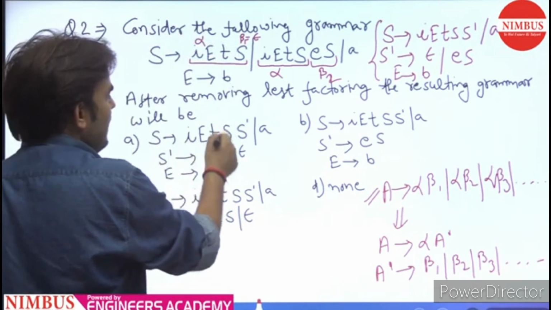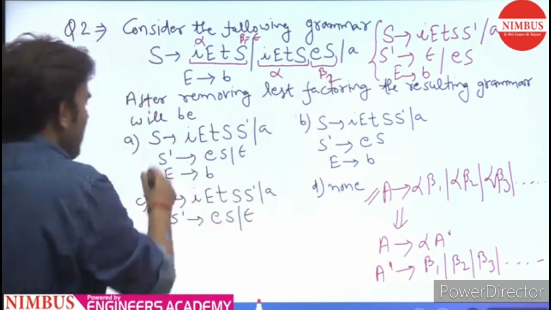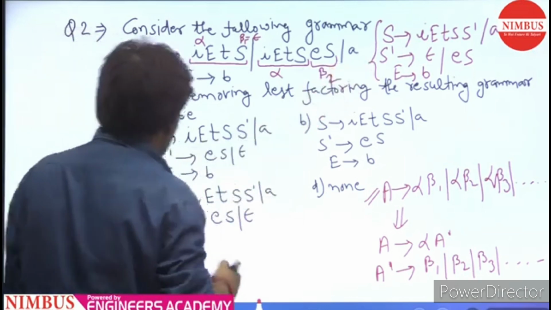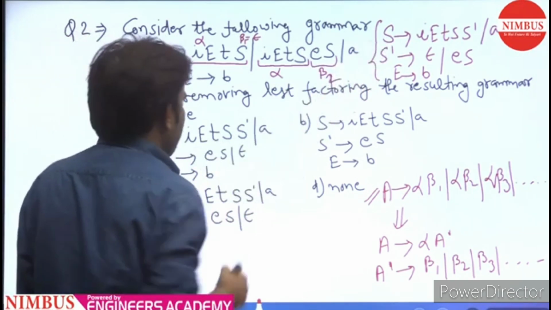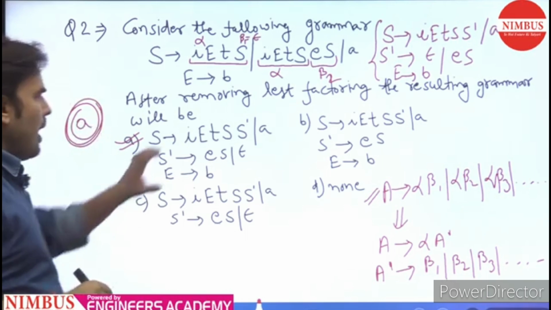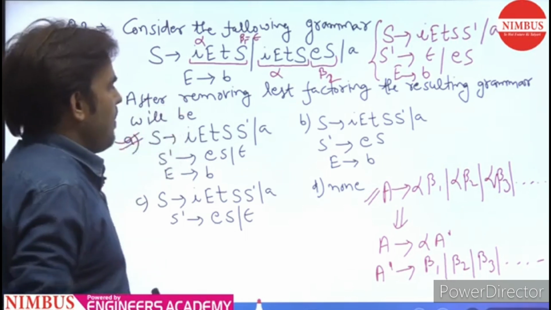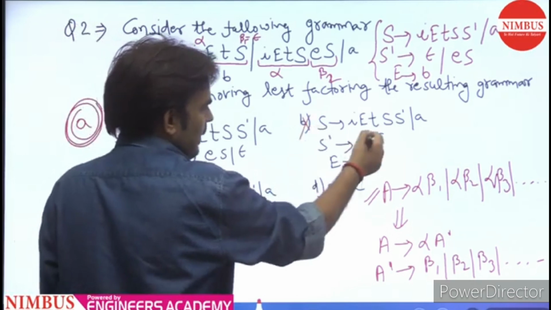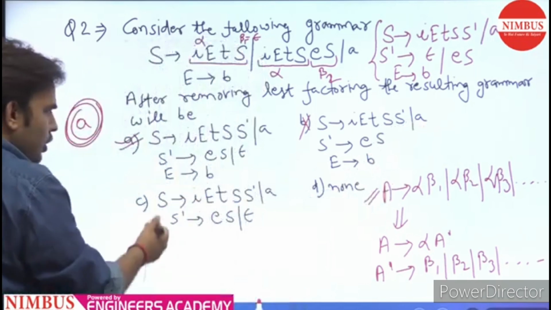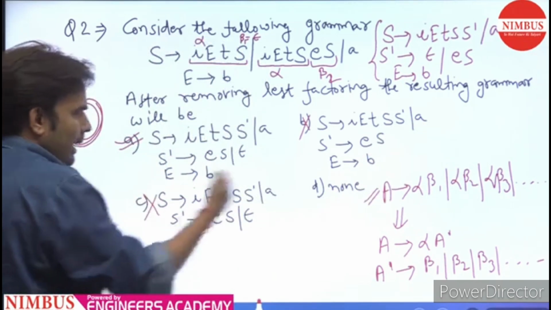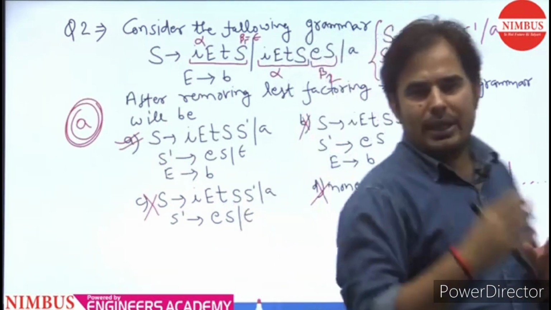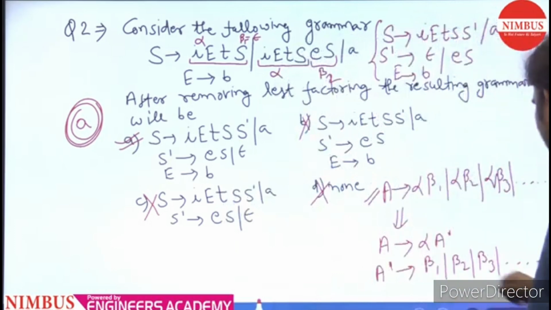S tends to iEtS S dash | a, yes. S dash tends to eS | epsilon, no problem. E tends to b, yes. So yes, here option A is correct, meaning this is the correct option in which you have the grammar after removing the left factoring. Here this one is wrong because after eS we need to have epsilon, that's why it's wrong. It is also wrong because E tends to b is not there, and this is also wrong. So completely, option A is correct here. Okay guys, so I hope you understand. Let's see the next question.